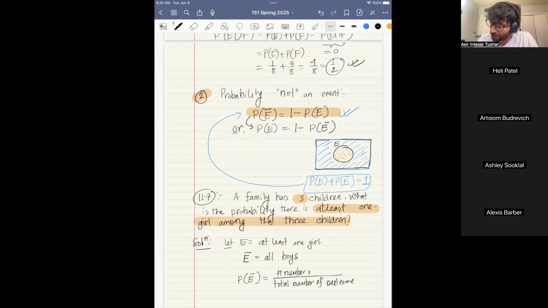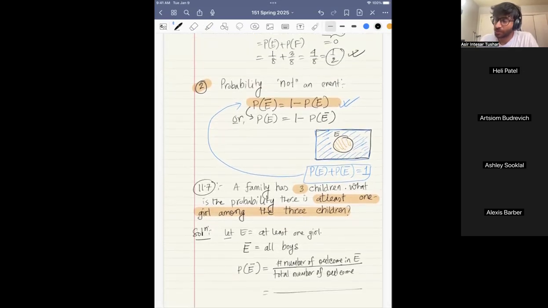Number of outcomes in E complement. So it can be either a boy or a girl, right? The first kid can be either a boy or a girl, so 2 ways. The second one can be a boy or a girl, so another 2 ways. The third one, boy or girl, another 2 ways. So what is the total number of outcomes? 6? 2 times 2 times 2, it should be what, Ashley? Almost there. 8. Yeah, it should be 8.